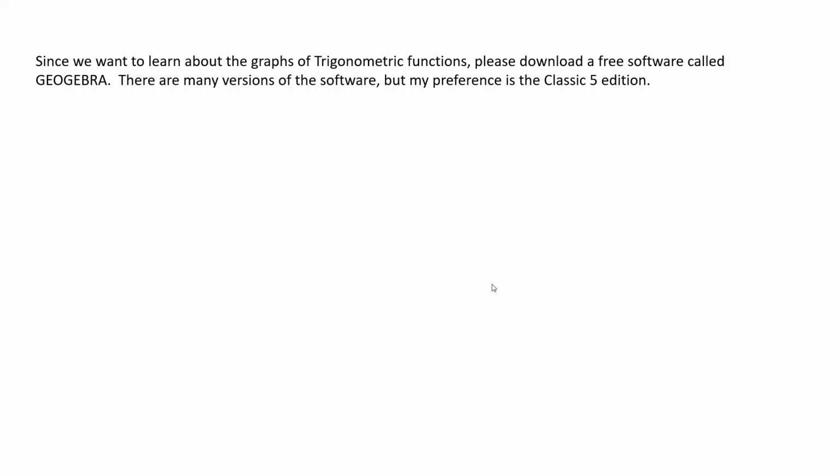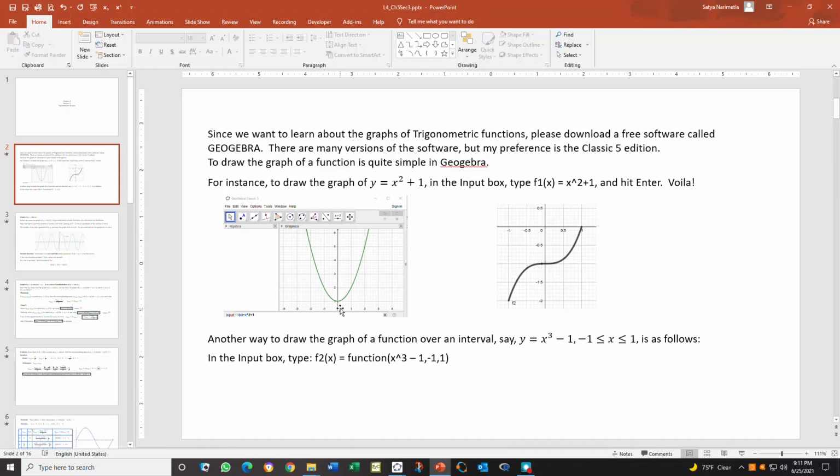Since we want to learn about the graphs of trigonometric functions, my suggestion is there is a free software called GeoGebra. I particularly like the Classic 5 edition. Probably I could learn the newer editions, but somehow I stick to something that I know. The beauty of this software is we can easily draw graphs. For instance, maybe I will go ahead and show you that.